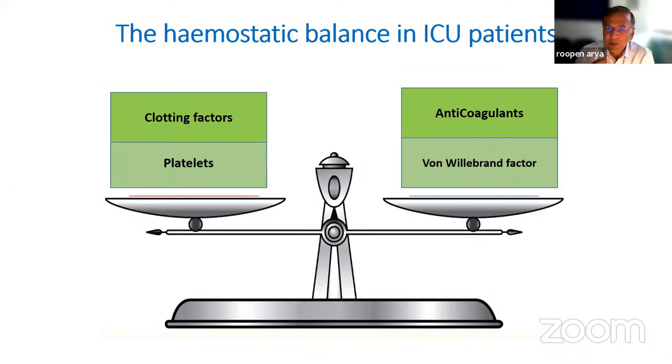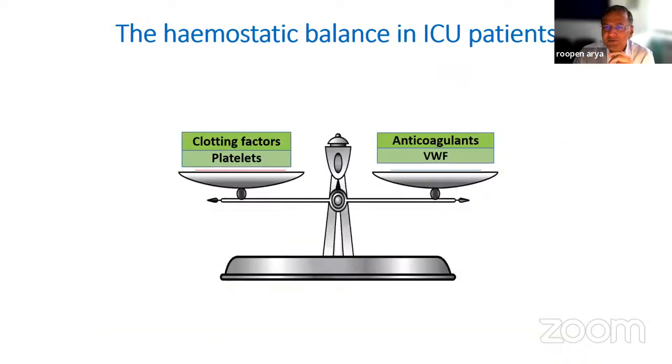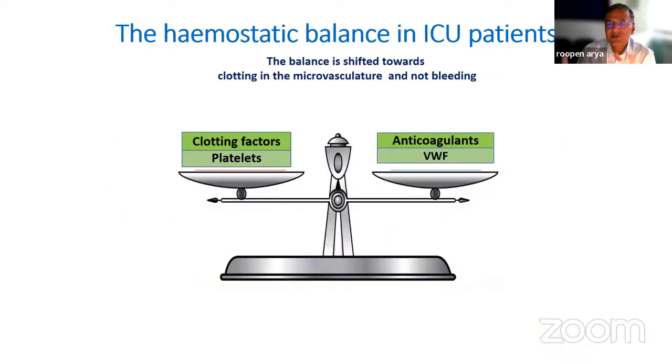often, for example, in sepsis, with a consumptive coagulopathy and a consumption of both platelets as well as procoagulant and anticoagulant factors, the balance shifts towards clotting in the microvasculature and not bleeding. And one of our particular research interests is clotting in liver disease.